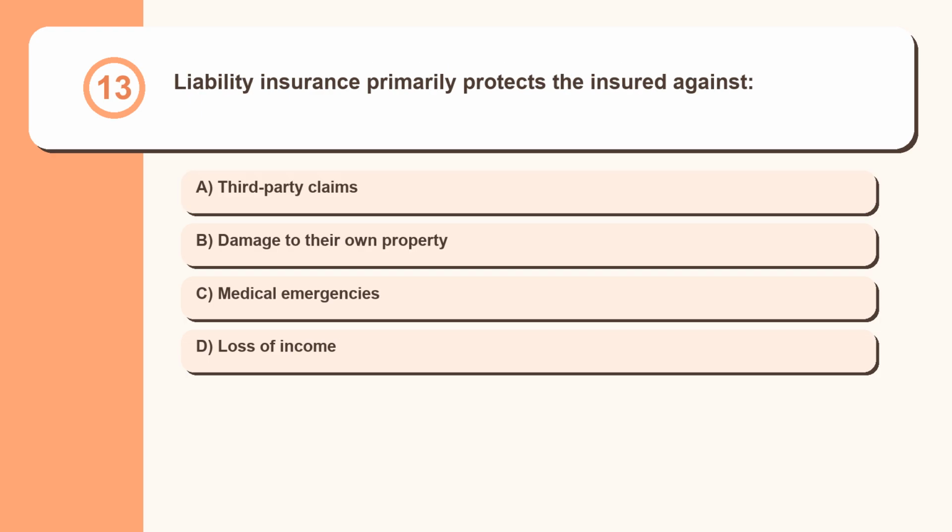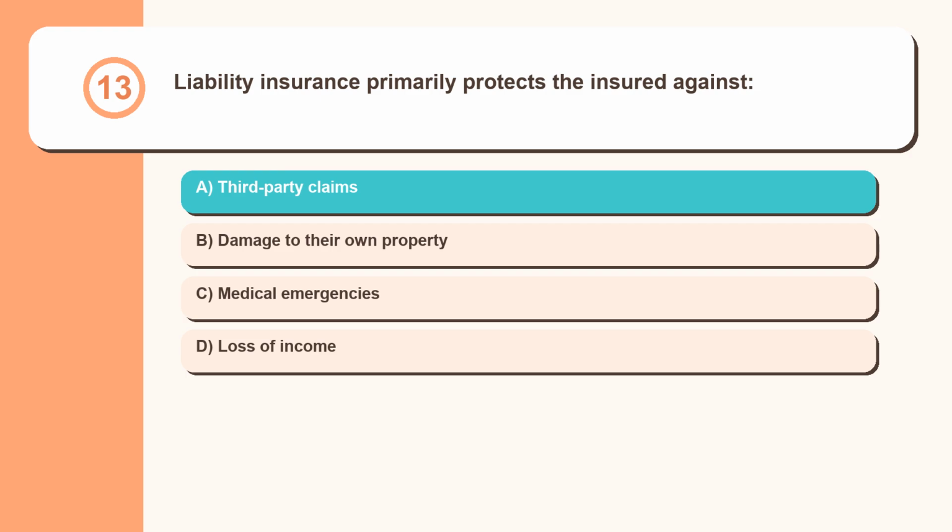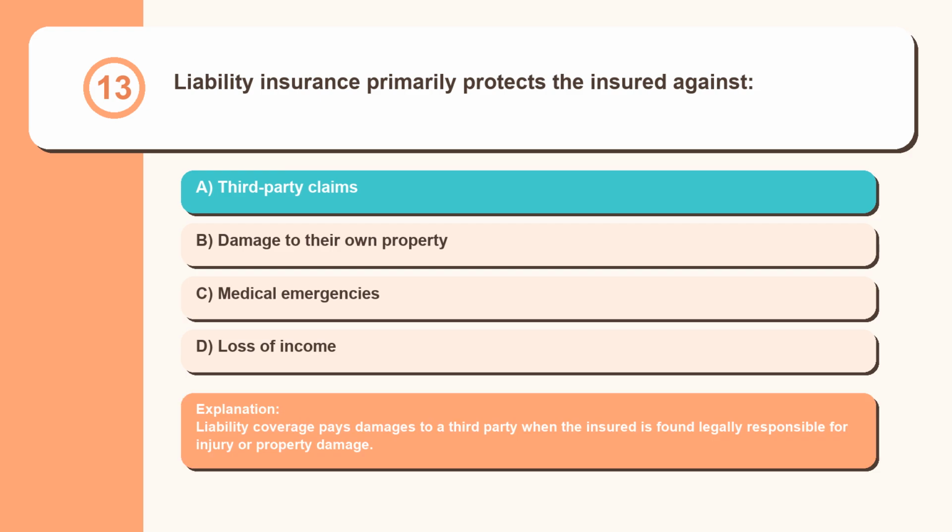Question 13. Liability insurance primarily protects the insured against third-party claims, damage to their own property, medical emergencies, loss of income. Liability coverage pays damages to a third party when the insured is found legally responsible for injury or property damage.